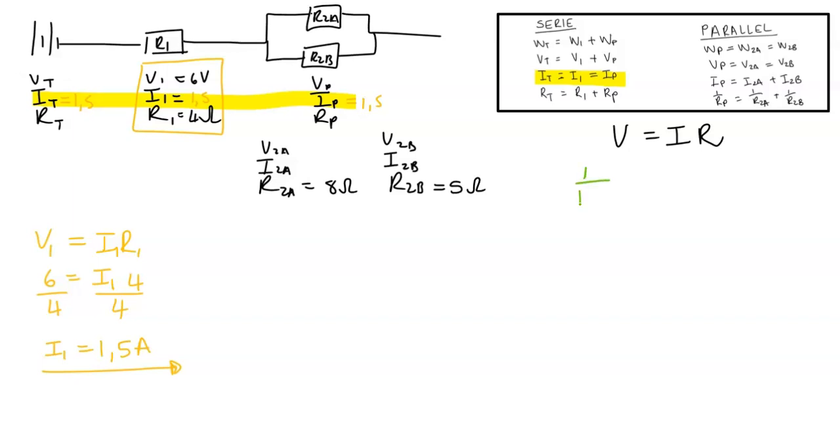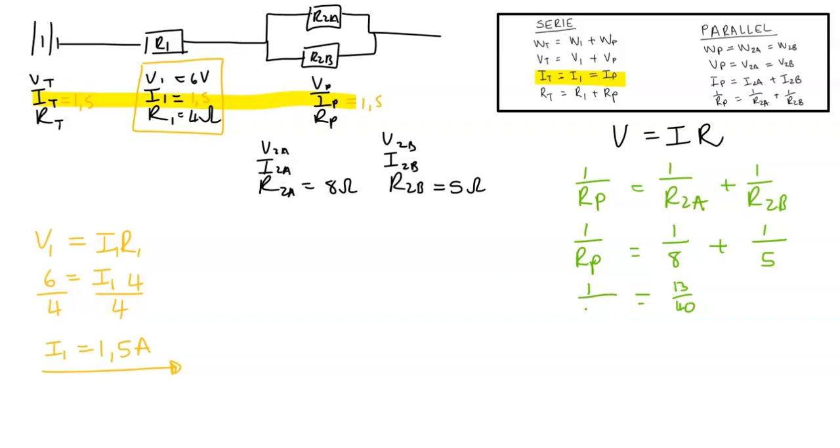And it looks like this. So I'm just copying what I've already written. So 1 over RP, I don't have RP. R2A is 8 and R2B is 5. Now, in my calculator, I am going to type it in exactly as it is on the screen right now. So according to my calculator, the answer is 13 over 40. Okay. It's a weird answer, I know, but it's okay.